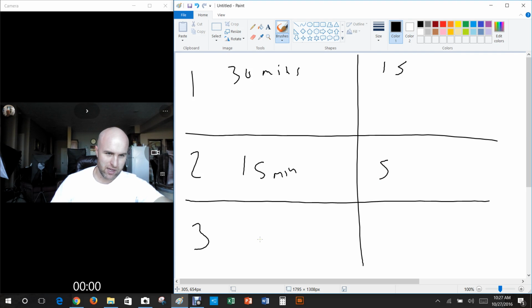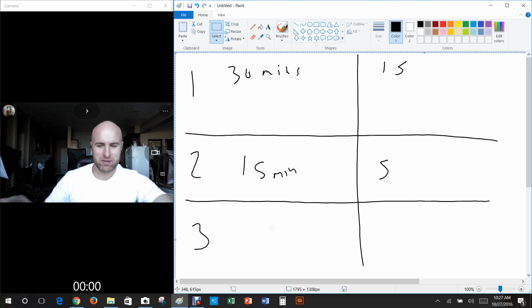Now why don't you check it in the third stage? Well, remember the third stage, the baby's already out. Third stage is you're delivering the placenta, so you don't need to worry about that.